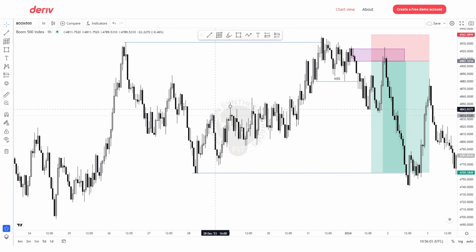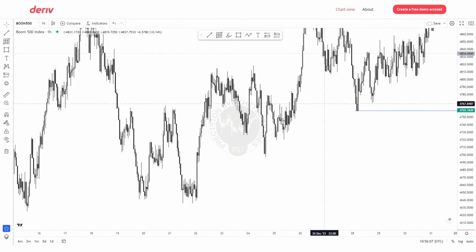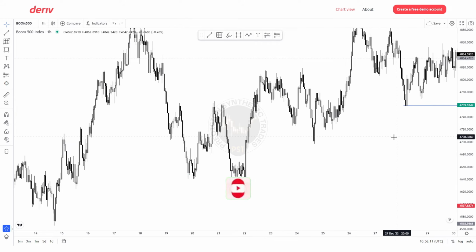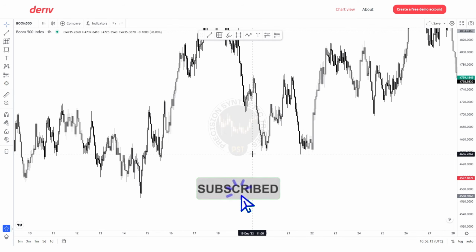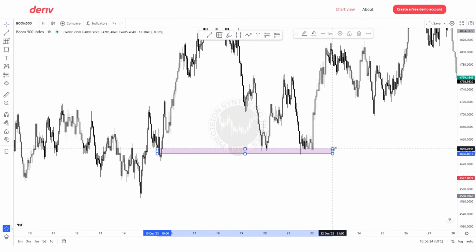Let's quickly see again what was happening. Now we're still in an uptrend here, so I won't look for sells. Let's have a look. See what happened here. Okay, price had a nice reaction from here. So what was on the left hand side, we had a fair value gap and an order block there, as you can see.